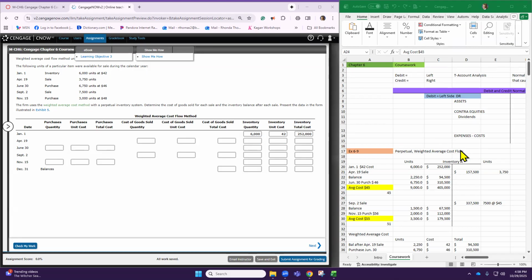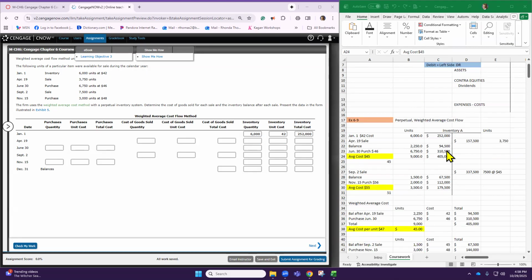Once again, we're working with inventory, and the main issue is what cost flow assumption they are using. Are they using LIFO, FIFO, or weighted average? And are we using perpetual updating or periodic updating? The perpetual and periodic part is how often the balance is updated in the account. So this first one we're going to do is weighted average perpetual.